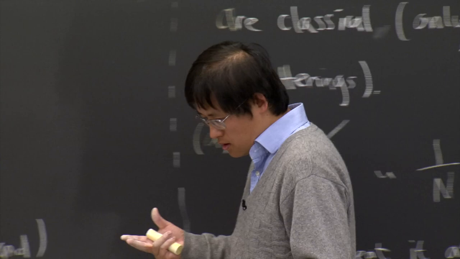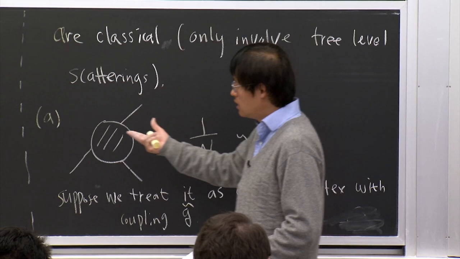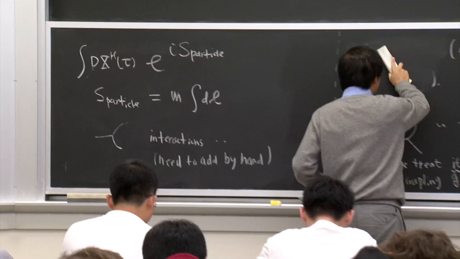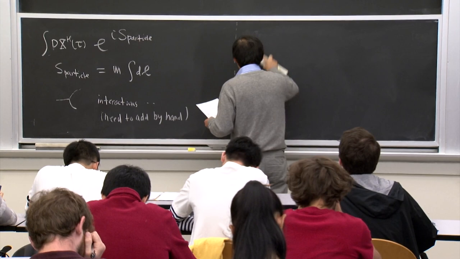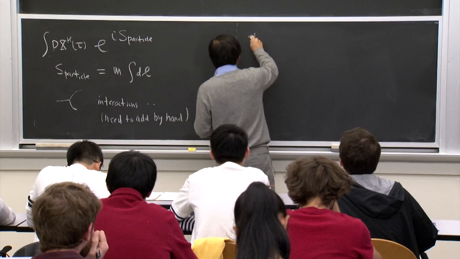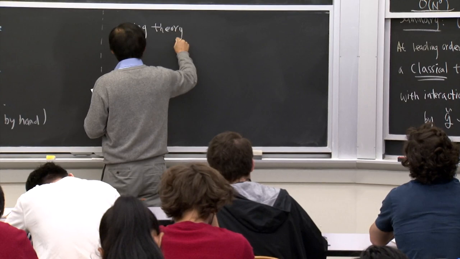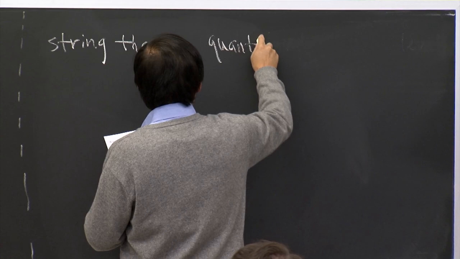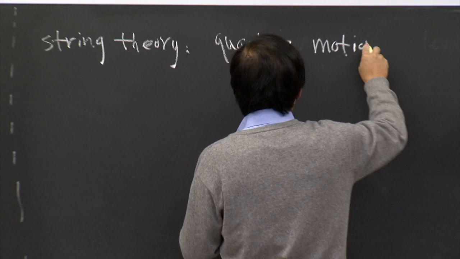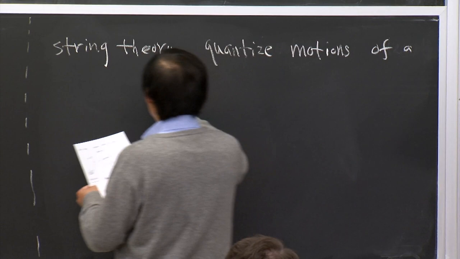So string theory is a generalization of this first quantized approach. String theory, as currently formulated, is formulated in this first quantized approach. So you just quantize the motion of a string in space-time.